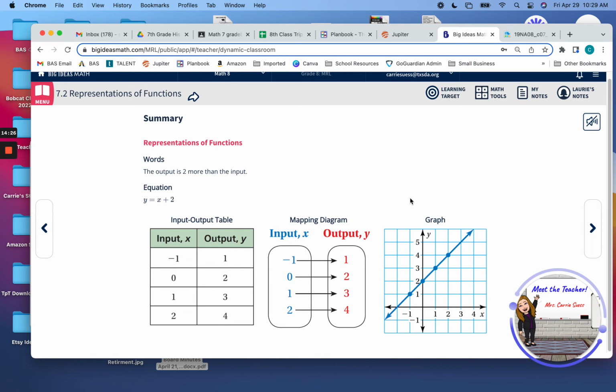Okay, on the summary, listen. If you have written examples of an input-output table and a mapping diagram and a graph in your lesson, you do not have to write this again. If you skipped these and did not write them throughout the lesson, then do that. All right, go team, go.